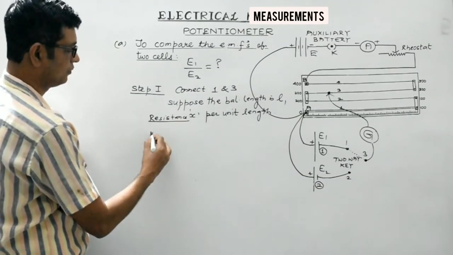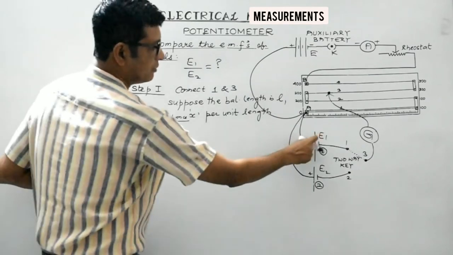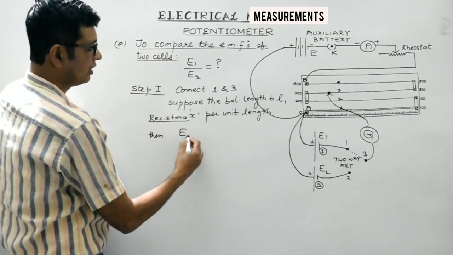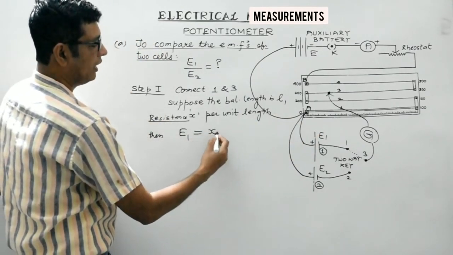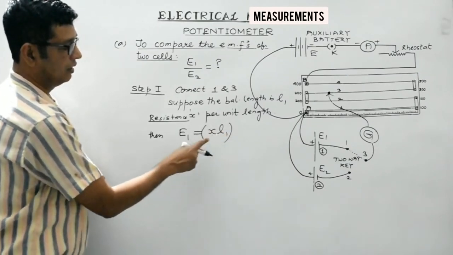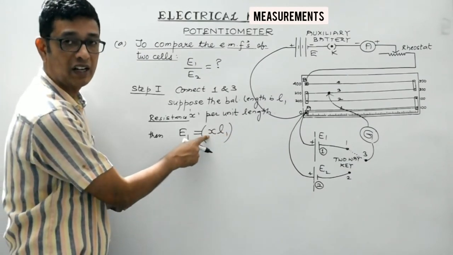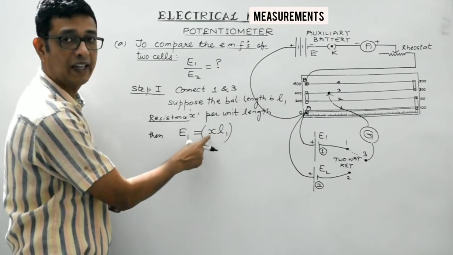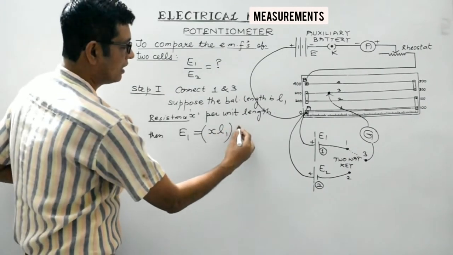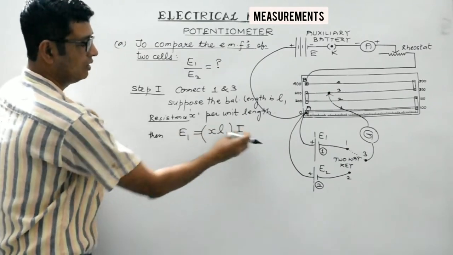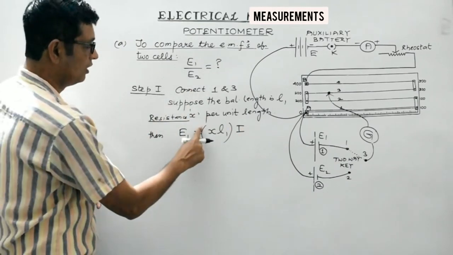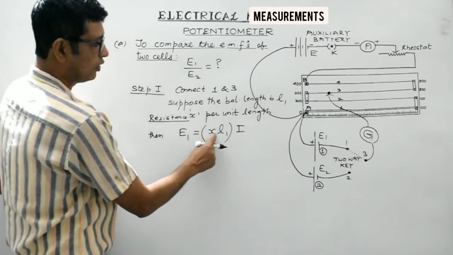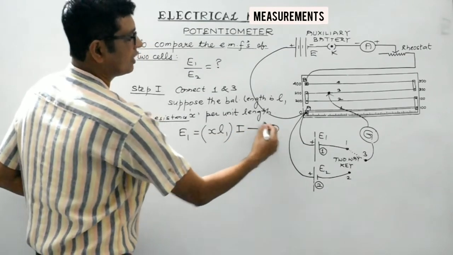Then this EMF is introduced in the circuit. E1 would be equal to XL1. X is the resistance per unit length, so the resistance offered by the portion L1 of the wire would be X into L1, multiplied by current. This is nothing but Ohm's law, E equals IR, isn't it? So E1 is equal to XL1I. Put this as equation number 1.